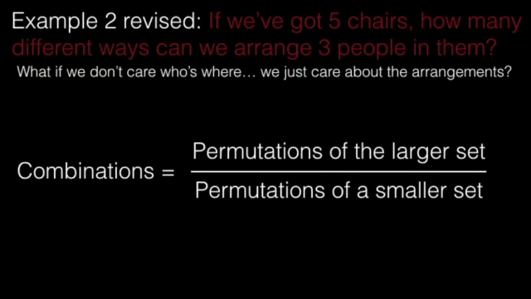In general, if you want to calculate a combination, an unordered arrangement, you're going to want to calculate the permutations for that situation first, and then you're going to divide by another permutation, a permutation of a smaller set. So for example, ours was combinations, 5 chairs, 3 people. First, we take permutations of 5 chairs and 3 people. Divide that by permutations of 3 chairs, 3 people.